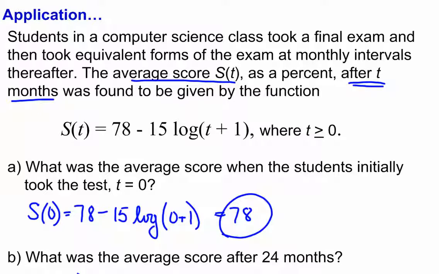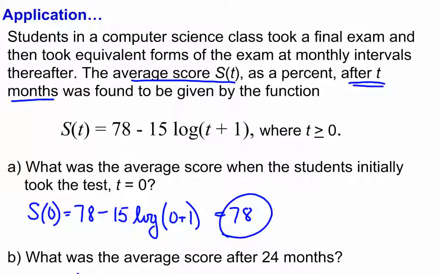Here we have an application that involves a logarithmic equation or function. Students in a computer science class took a final exam, and they took equivalent forms of that exam at monthly intervals after that. The average score, S of t, as a percent after t months was found to be given by this big function here, and t is greater than or equal to 0.